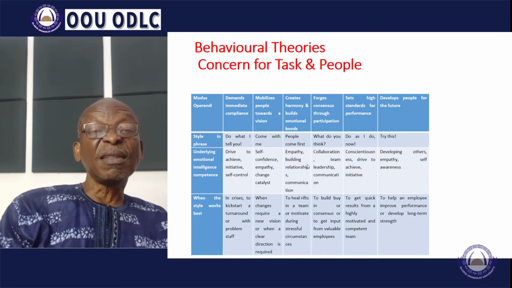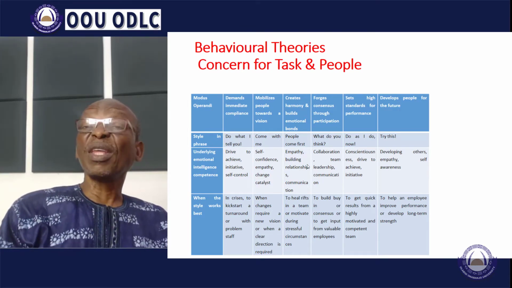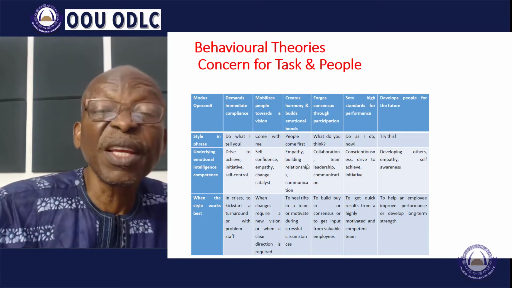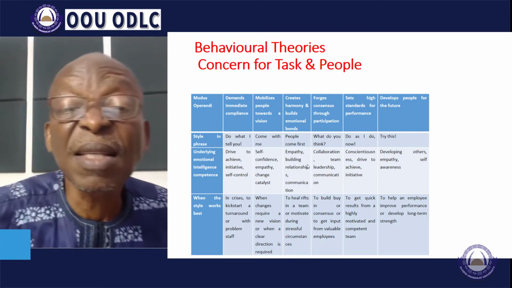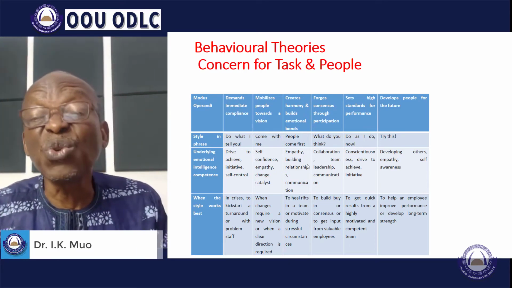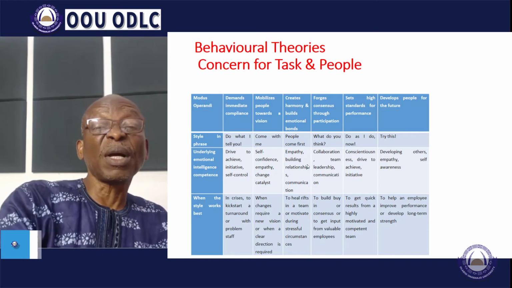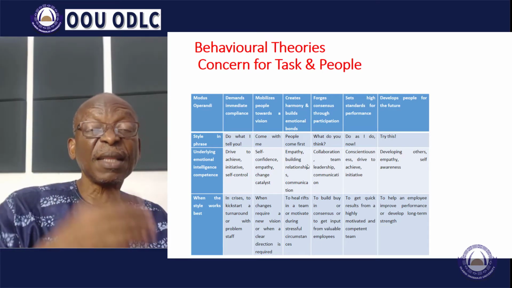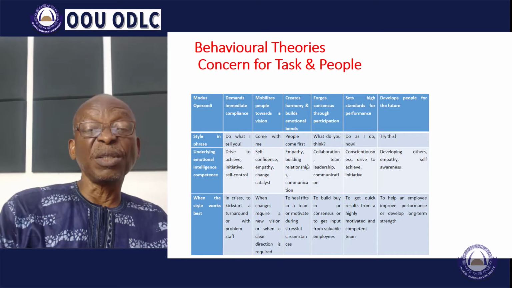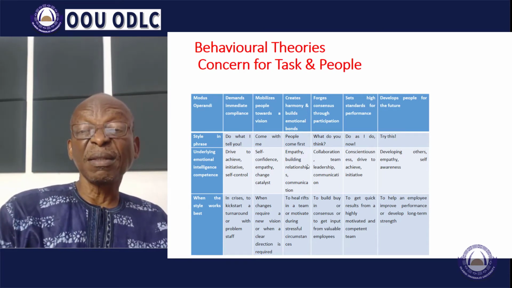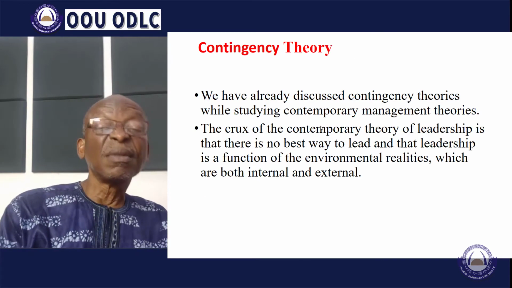Another one creates harmony and emotional bonds. So people come first. Another one says, what do you think? We need to do so and so. What do you think? So it builds consensus through participation. Another one sets high standards, which says do as I do. And the other one says try this. There you can see the concern for people and tasks based on these things. And they tell you when autocratic works, for instance, during a crisis. This one, mobilizing people, is for when changes are required and all that. So beyond trait theory, we have that one.